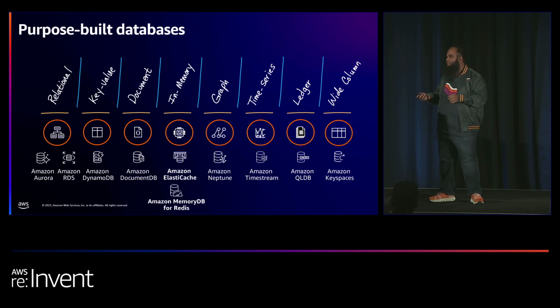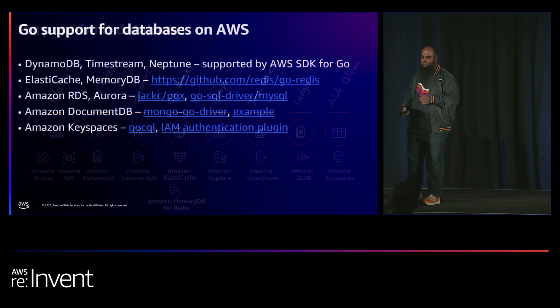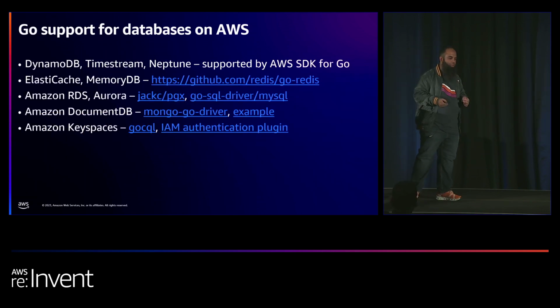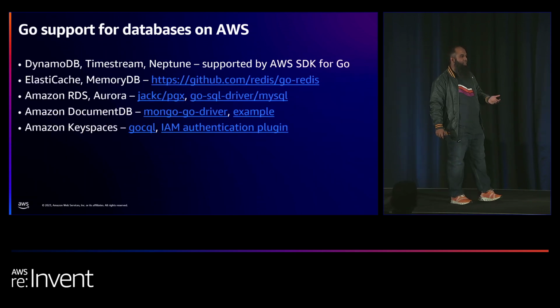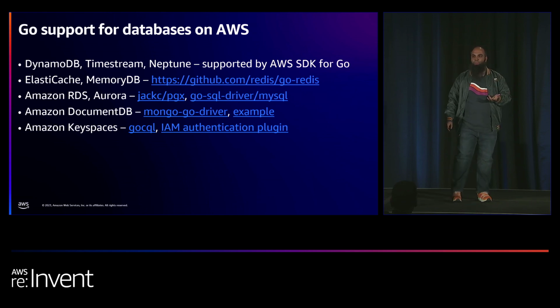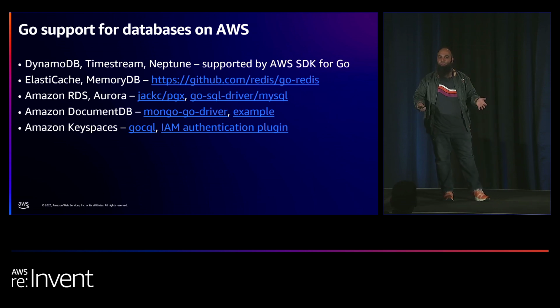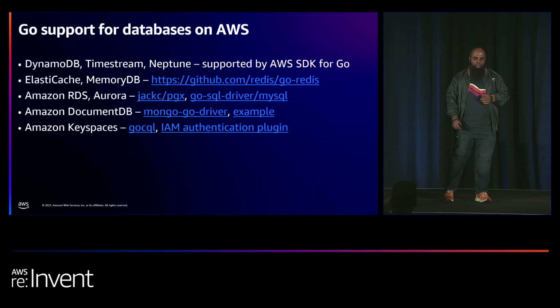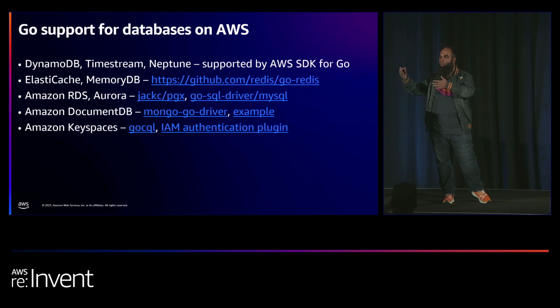And the reason why this is important from a Go perspective is because there is support for all of this, in some form or the other. So for the native databases on AWS, which are DynamoDB, Timestream, and Neptune, there is support from the AWS SDK for Go. And this is already supported from the code. You can just plug it in and then start calling the databases, which under the hood will use the APIs that are involved.